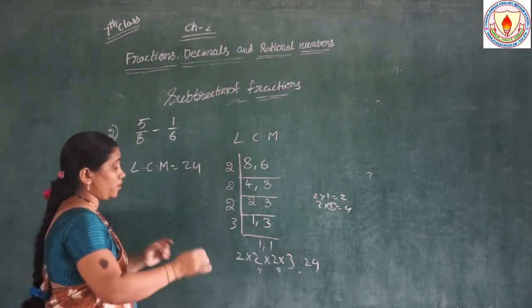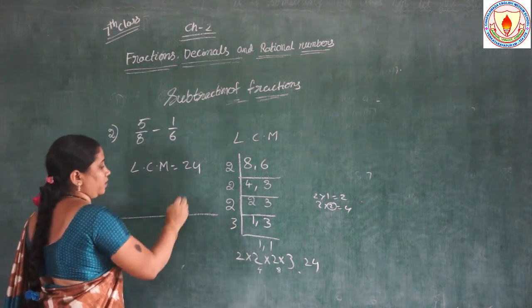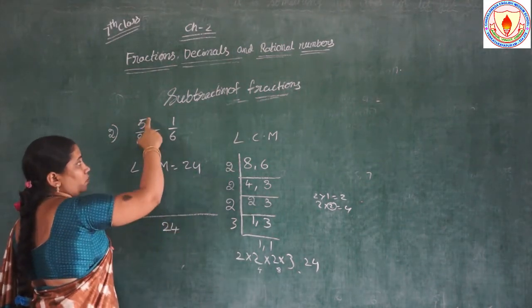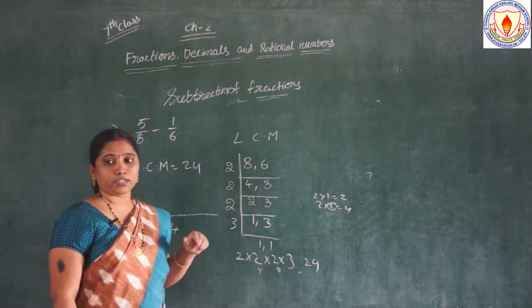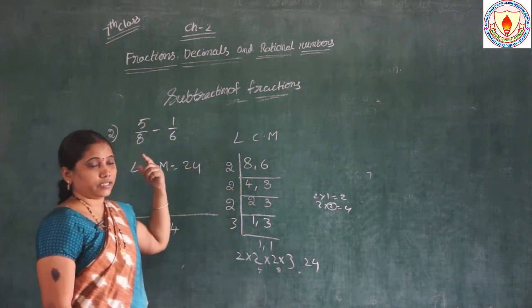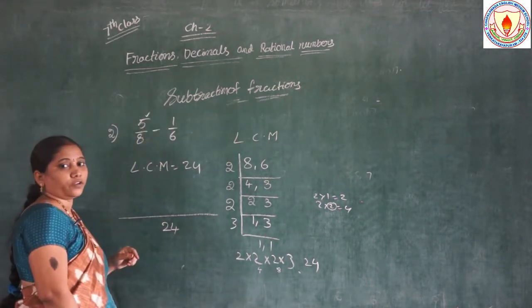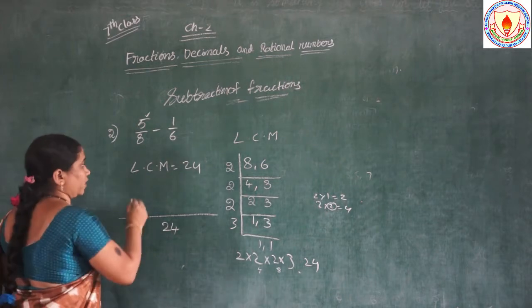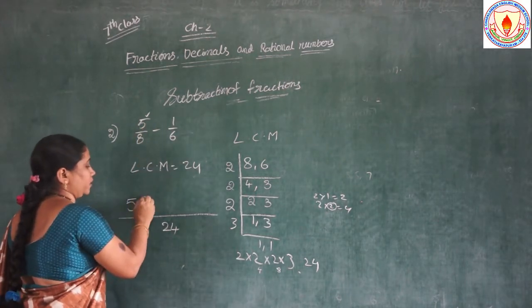The first step, you find out the LCM of the given denominators. The next step, you have to draw the horizontal line, the fraction bar, and write the LCM you got, 24. So now go to the first fraction. What is the first fraction? 5 by 8. In that first fraction, what is the numerator here? 5 is the numerator. So take it as it is, you have to write numerator 5, into.